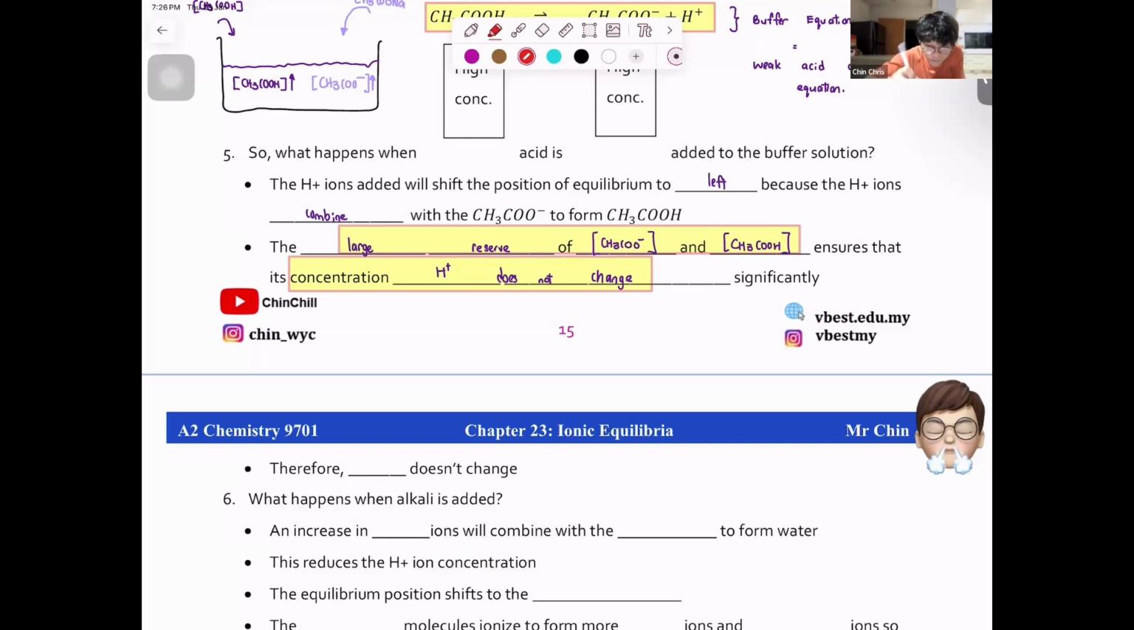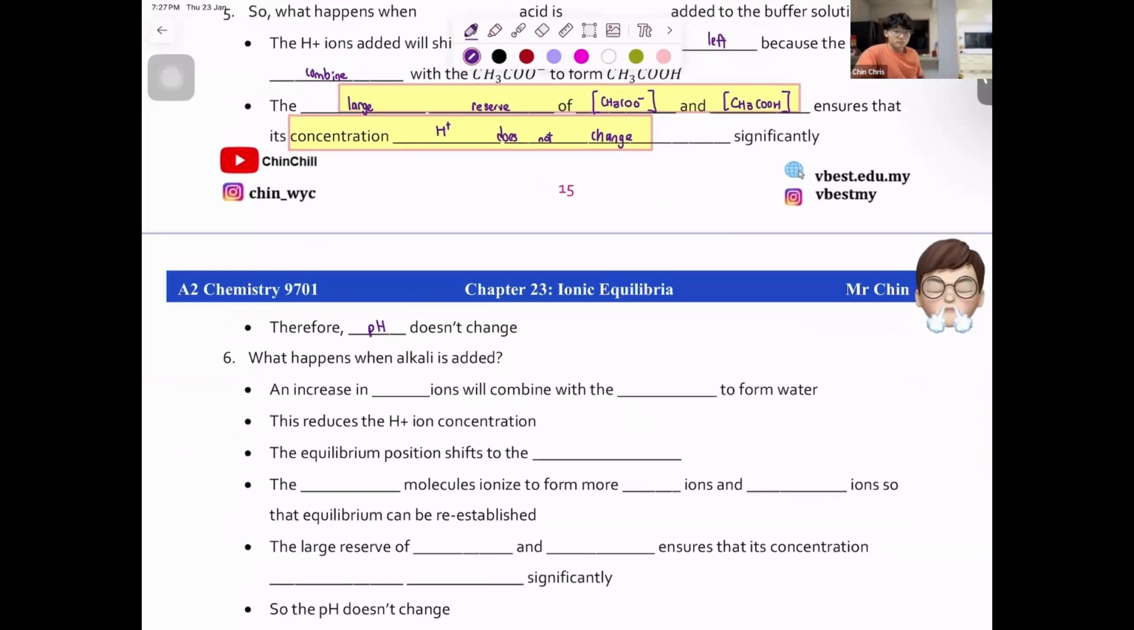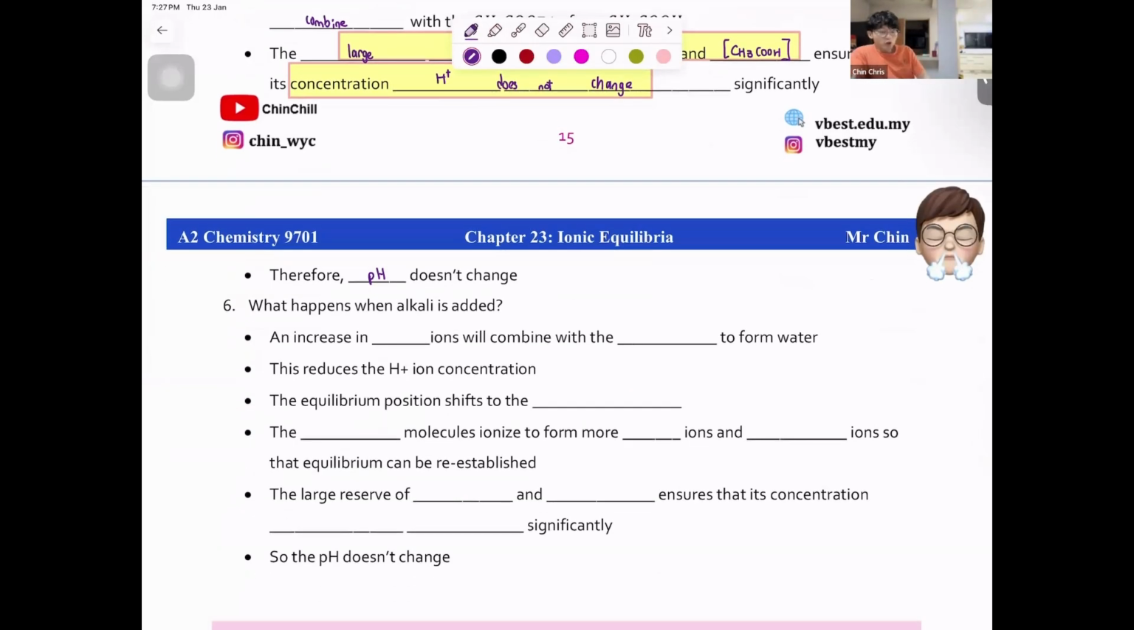Okay, therefore, your pH doesn't change significantly. Done. Oh, good.